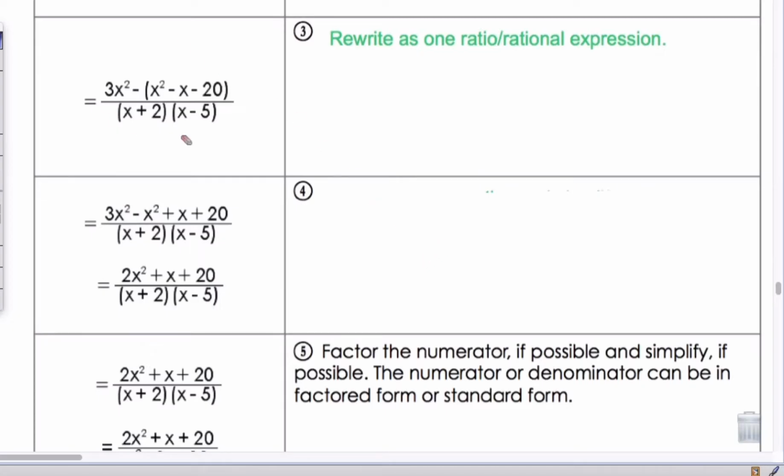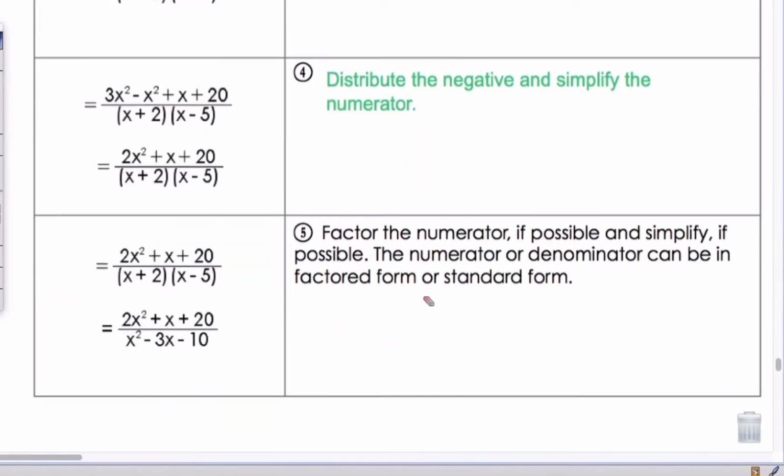All right, I have that, and it looks like here I then distribute my negative, and I have my numerator into individual terms, and then it looks like I'm simplifying. So again, we're going to distribute the negative and simplify the numerator, which is what I did. And the last step, like I had mentioned in the last example, is factoring the numerator if possible and simplifying if possible. So the numerator or denominator can be in factored form or standard form.